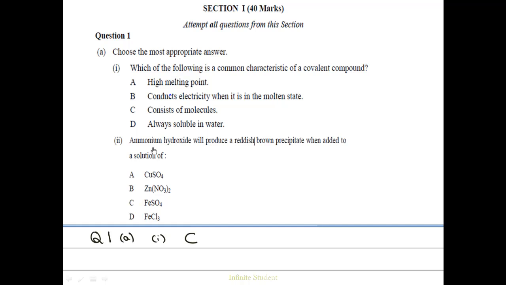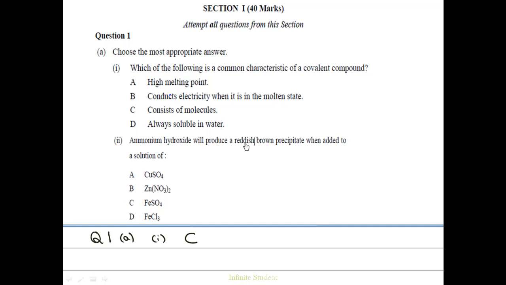1. The correct answer would be C. 2. Ammonium hydroxide will produce a reddish-brown precipitate when added to a solution of A. Copper sulfate, B. Zinc nitrate, C. Ferrous sulfate, D. Ferric chloride.